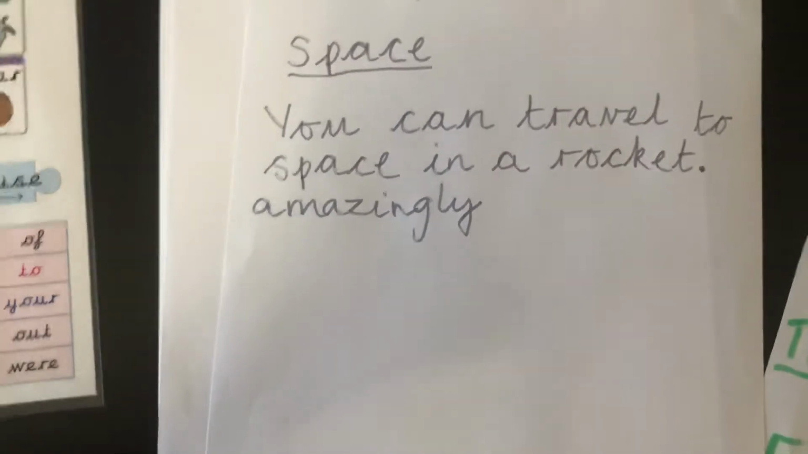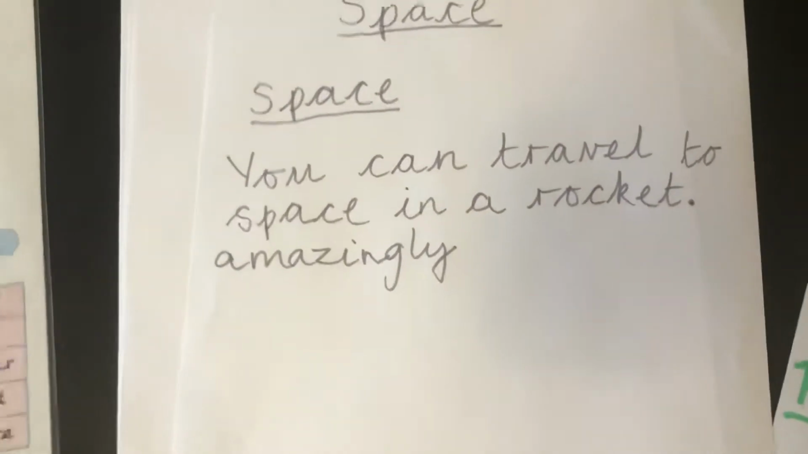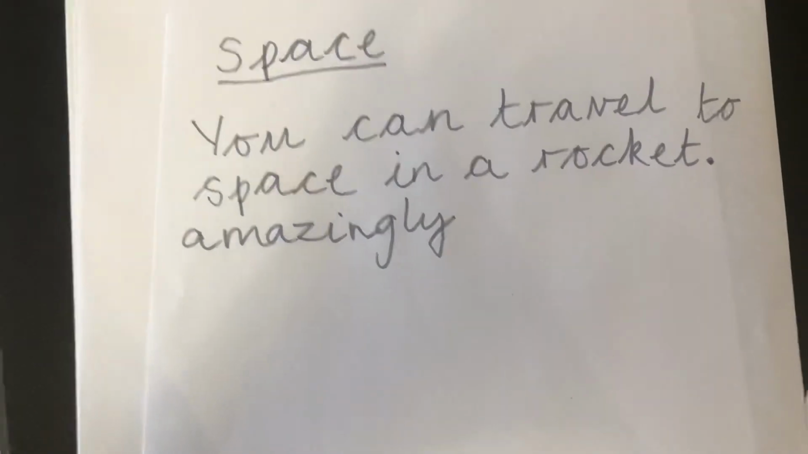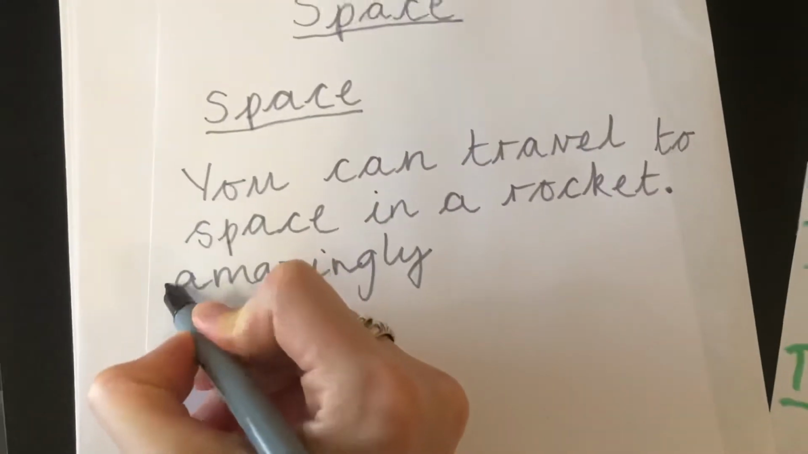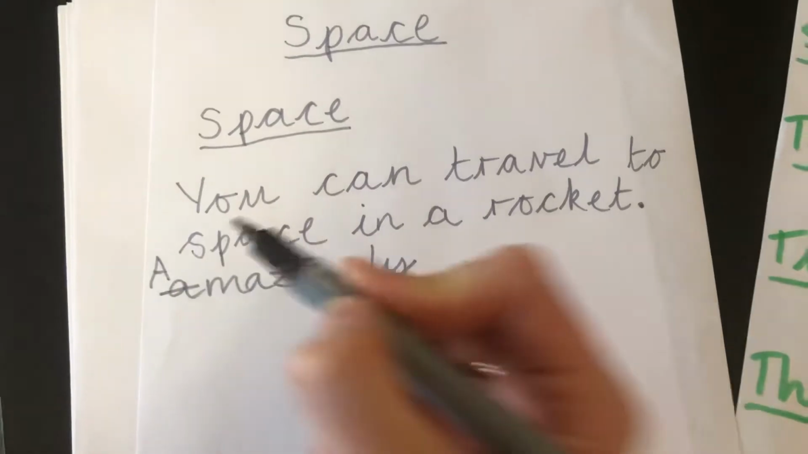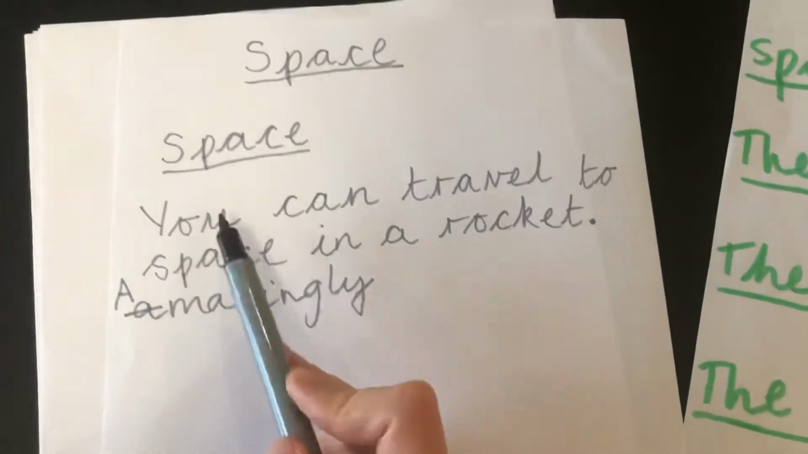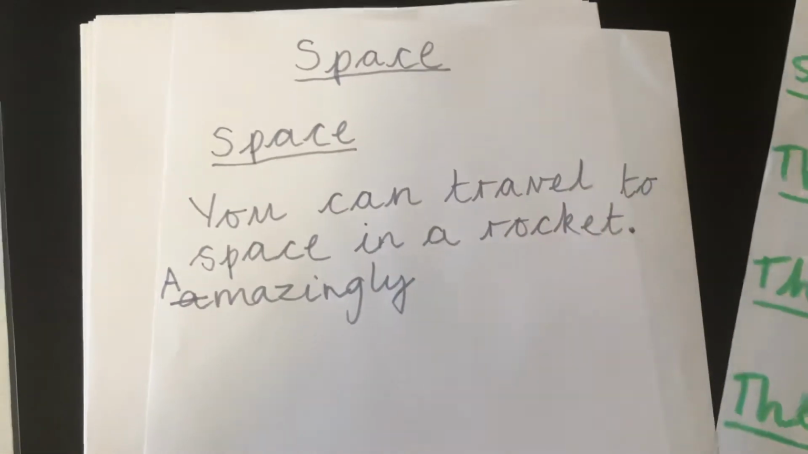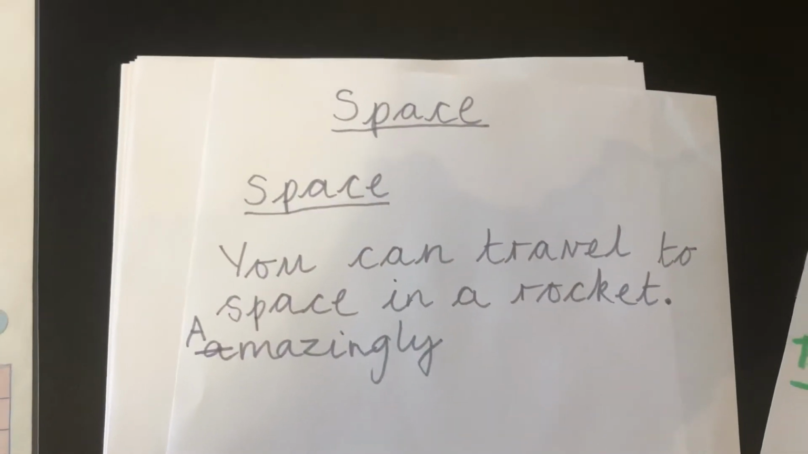So in year 1, what we're trying to do is we're trying to say, that's okay, mistakes are fine. That helps my brain to grow. So instead of rubbing it out, I'm just going to do 1 line through it like this and just do a capital next to it. There we go, all fixed. You can travel to space in a rocket.